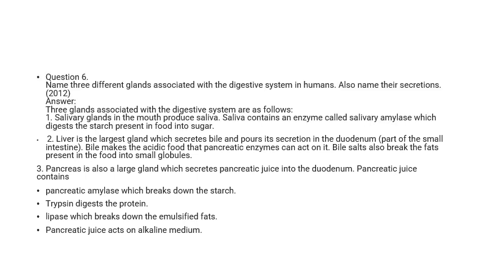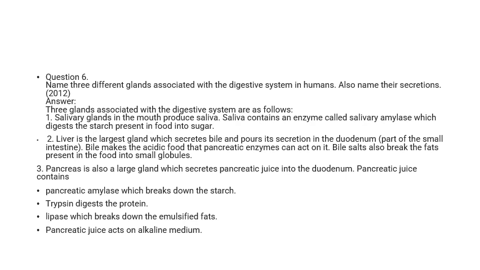The question is, name the three different glands associated with the digestive system in humans. Also name their secretions. The three glands associated with the digestive system are: salivary glands, in the mouth, which produce saliva. Saliva contains an enzyme called salivary amylase, which digests the starch present in the food into sugar. The next one is the liver. It is the largest gland, which secretes bile and pours its secretion into the duodenum.